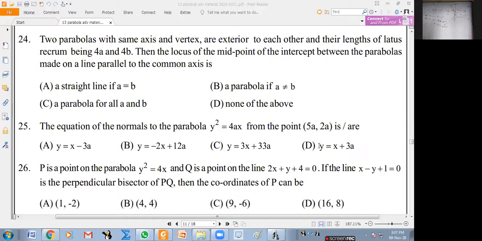Sir, exterior to each other they give. Exterior doesn't mean they cannot have a common point. Like two circles touching externally means what? One is outside the other, but they're having a common point, right? Sir, what I mean is, exterior means can both of them be on the same side? No, then we don't say they're exterior.